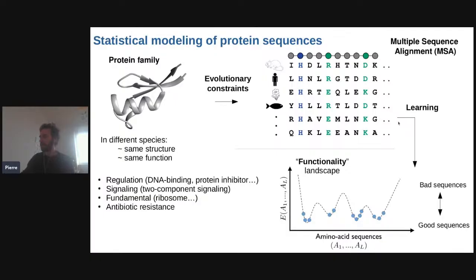The idea of generative modeling in general is that you take these alignments, assuming that you have information about function, and you try to learn what I call a functionality landscape: a function that tells you whether an arbitrary sequence of the length of the alignment would be a potential member of the family. In my representation, I see this as some kind of energy, so down is good. You observe the blue points and you try to infer this curve from the data. This is a high-dimensional space, obviously.